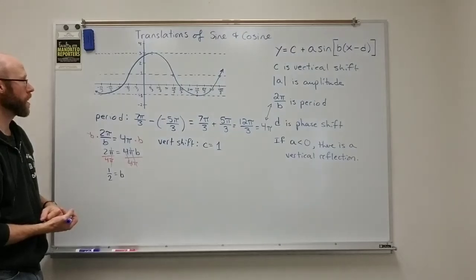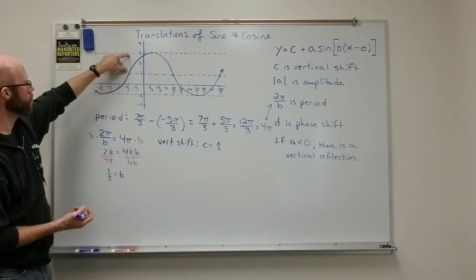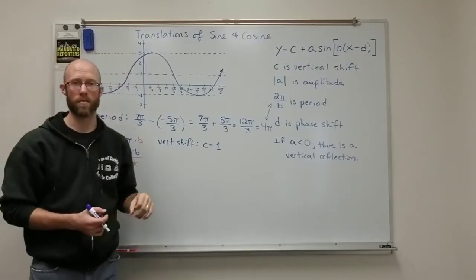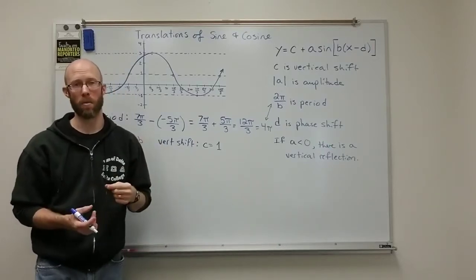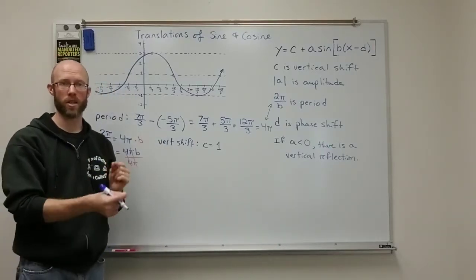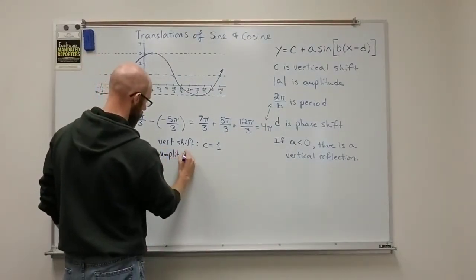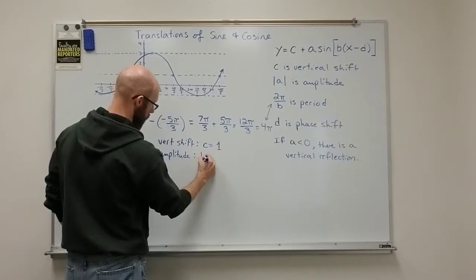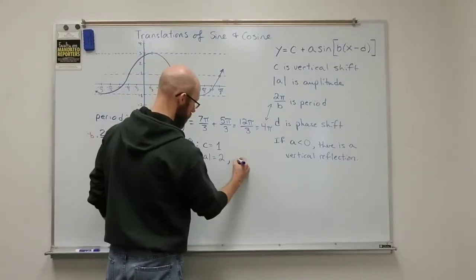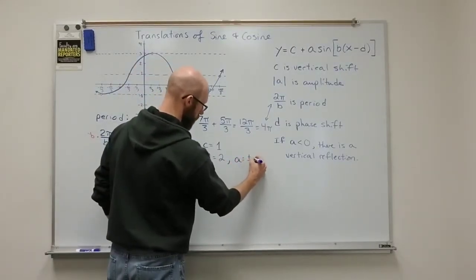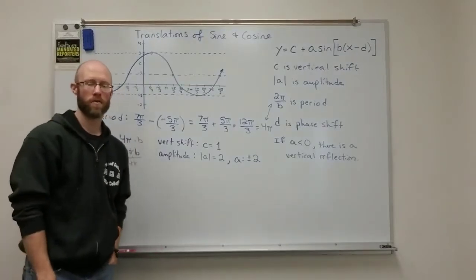And what else do I need? The amplitude. From 1 to 3 or 1 to negative 1 is a difference of 2. So the amplitude is 2, or it could be -2 depending upon whether we want to have a reflection or not, okay? So the absolute value of A is going to equal 2. Whether we use A to be plus or minus 2 will depend upon whether we use sine or cosine and what we want the phase shift to be.